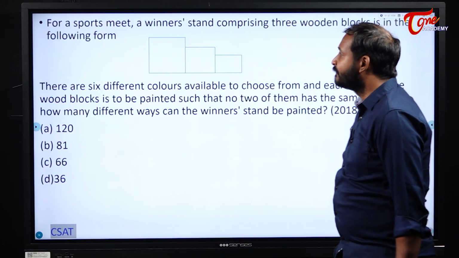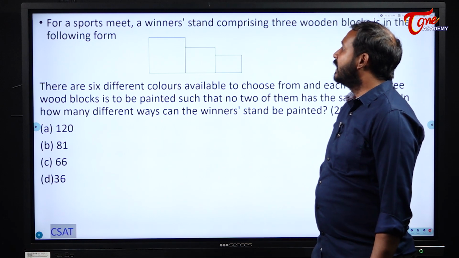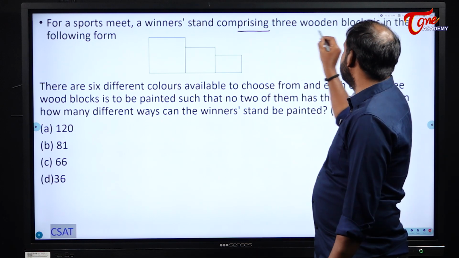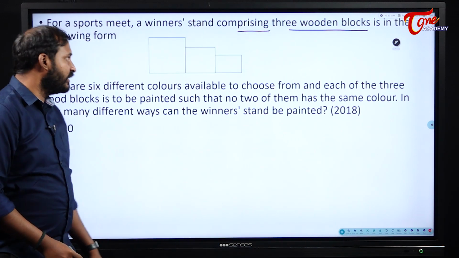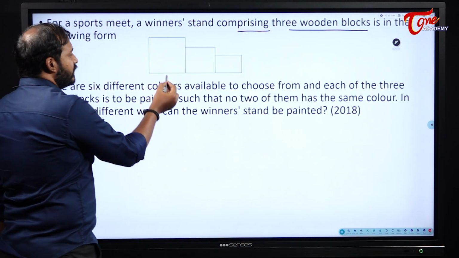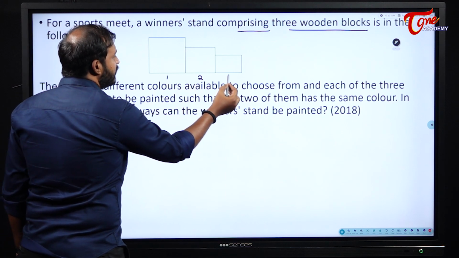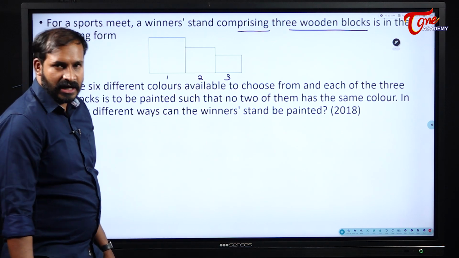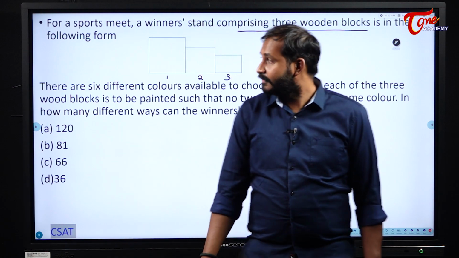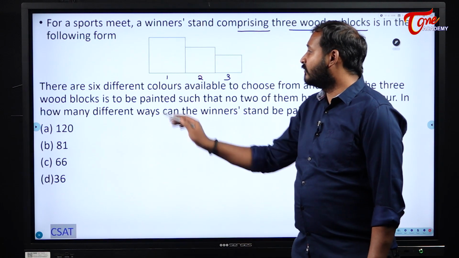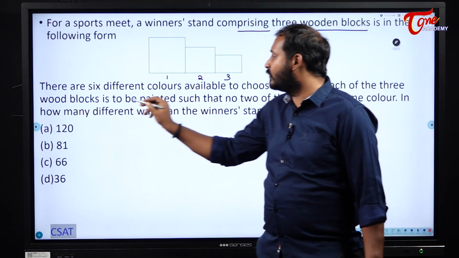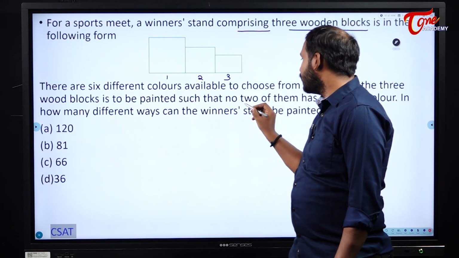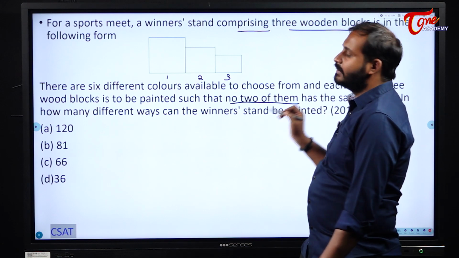Next one. For a sports meet, a winner's stand comprising 3 wooden blocks is in the following form. Okay, there is a sports meet and in that there are 3 blocks: first winner, second winner, third winner. Like this we will have the podium, the winner's block. Now there are 6 different colors available to choose from and each of the 3 wood blocks is to be painted such that no 2 of them have the same color.